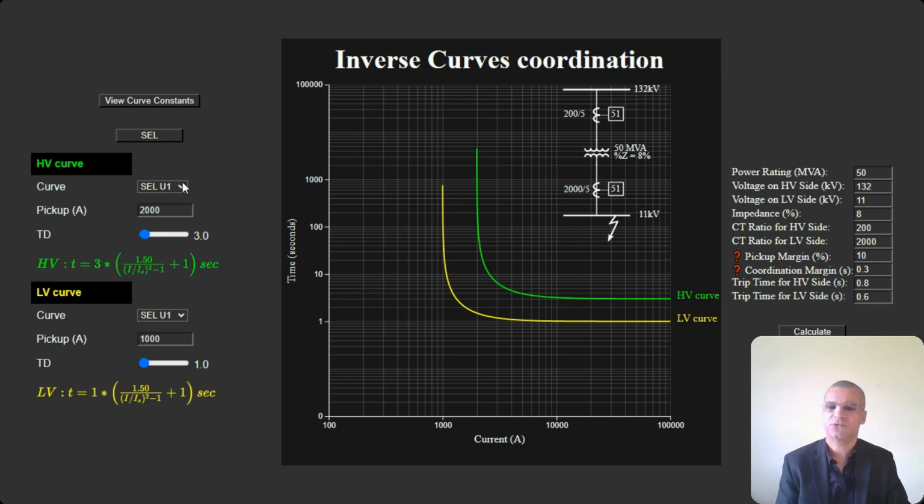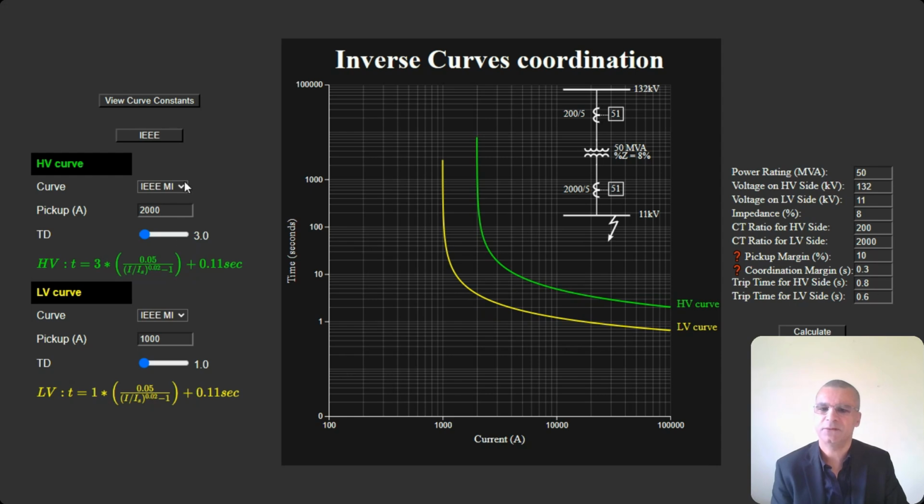So for example, if we take the Schweitzer curves, if you go on the drop down menu here, you'll see the typical 5 curves that you have on an overcurrent Schweitzer relay. So for example, if you select U5, you'll see that the graph is updating accordingly. Let's go to IEEE, for example. Same thing, you've got a menu, you can go on extremely inverse. So you see these things update automatically.